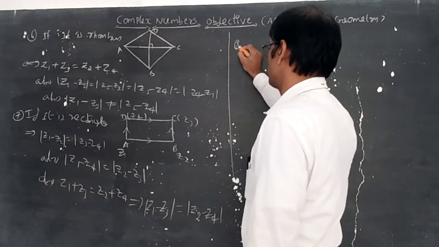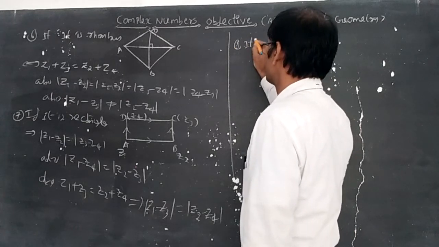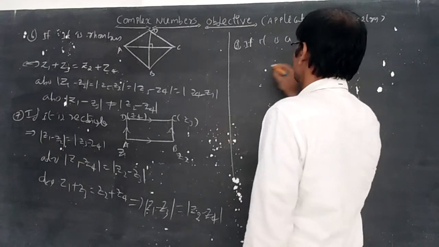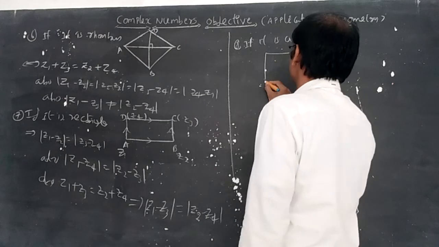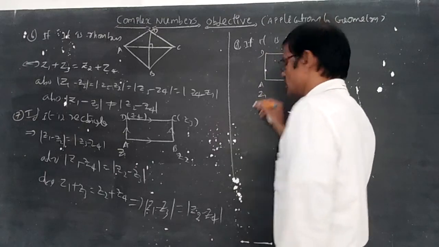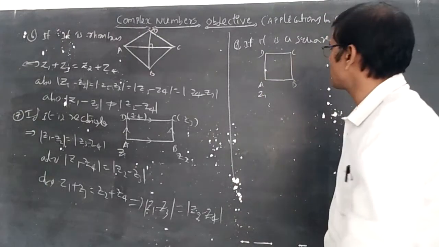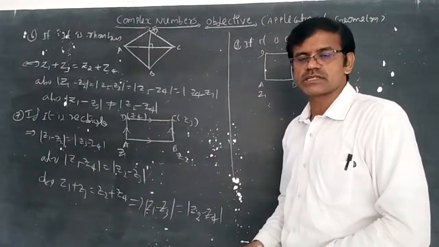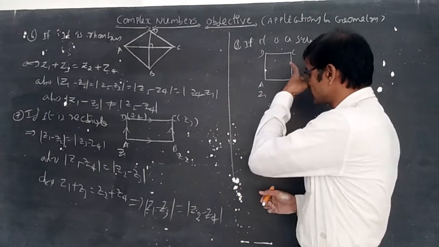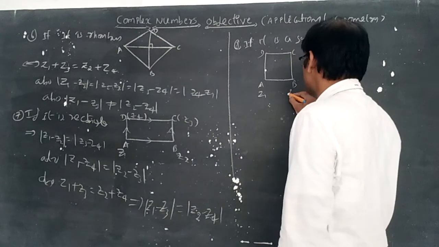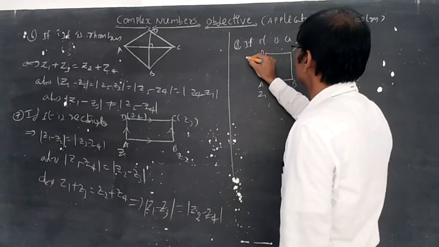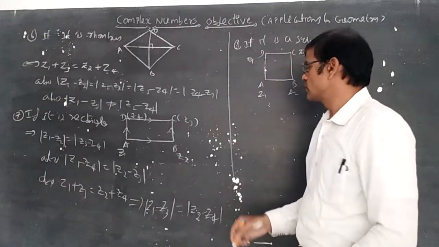This is the 7th formula. If it is a square, all properties can be applicable for the parallelogram ABCD here. All properties meaning here all sides are equal, and diagonals bisect each other. Diagonals are perpendicular also. A Z1, B Z2, C Z3, and D Z4.